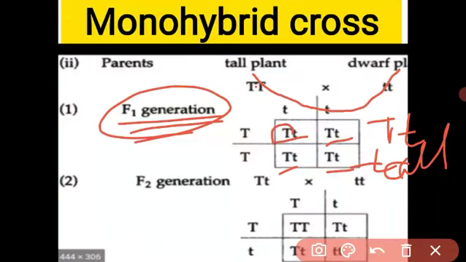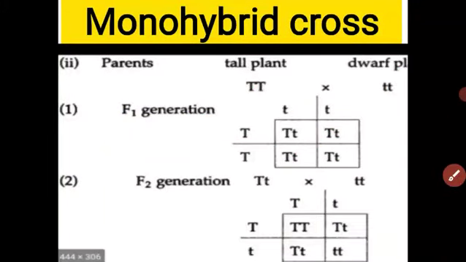Why are all plants tall and similar? Because, I told you students, whenever the dominant character is present, it always expresses itself. Each and every offspring has a capital T. Capital T is dominant. So all are tall. Got it? Whenever he performed the crossing, he saw all the plants are similar, all tall.